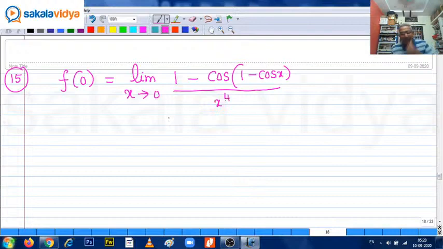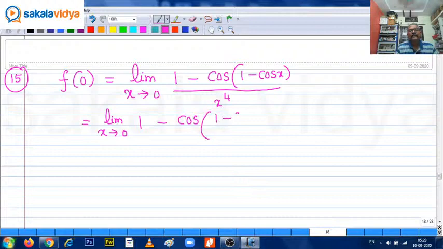So let me do one thing. Let us first find out this 1 minus cos x limit. We can write it like this: limit x tends to 0 of 1 minus cos of ((1 minus cos x) upon x squared times x squared). It makes no difference, since x squared gets cancelled and we again get the same 1 minus cos x upon x to the power of 4.